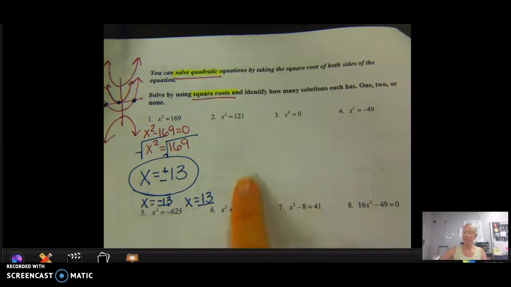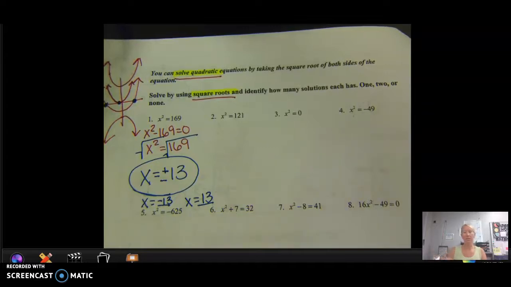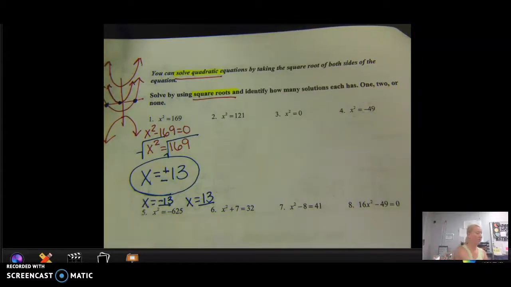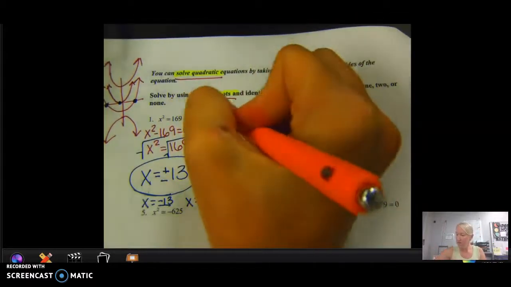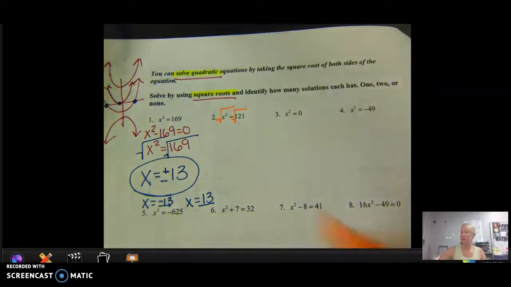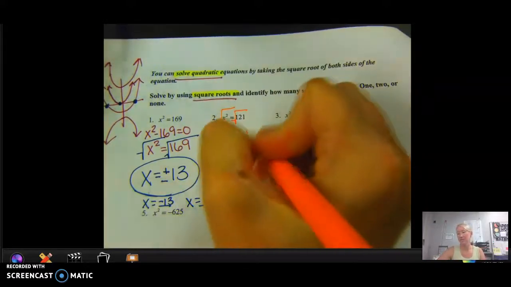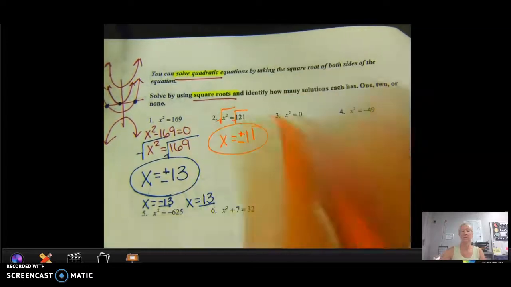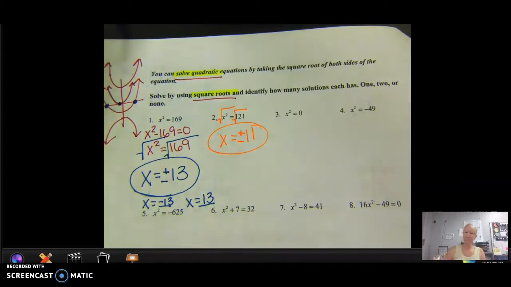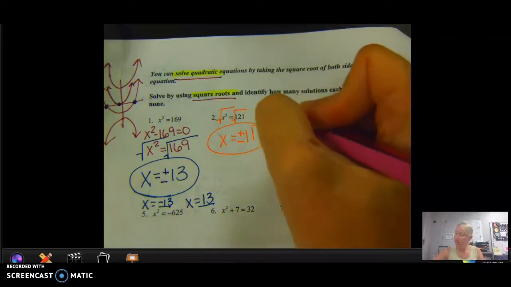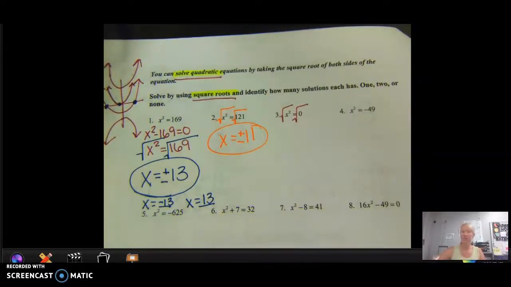All right, number 2. It's already solved with x squared on one side by itself. So now to get x squared down to just x, I have to square root it. Or use different colors so that they don't run into each other. Square root, if I do it to one side, I have to do it to the other. I get x equals the square root of 121 is 11. But remember, we have a positive and negative 11.